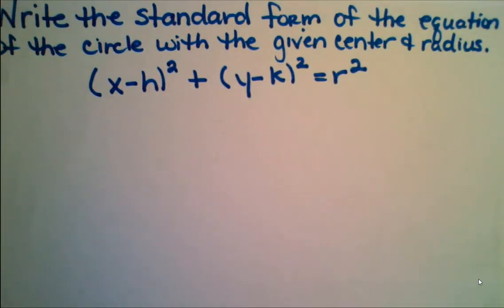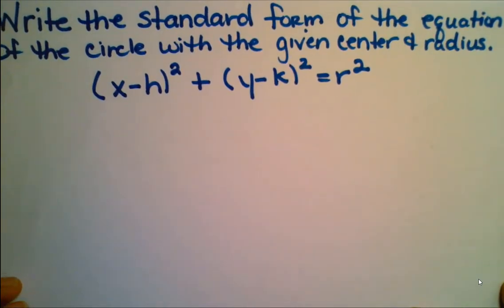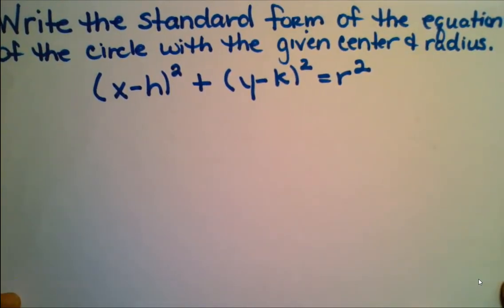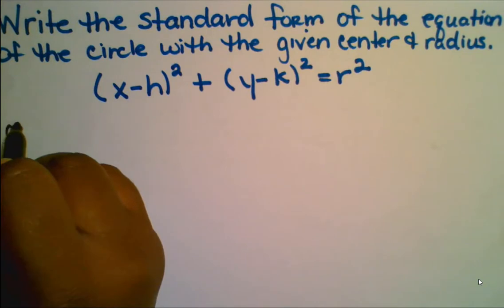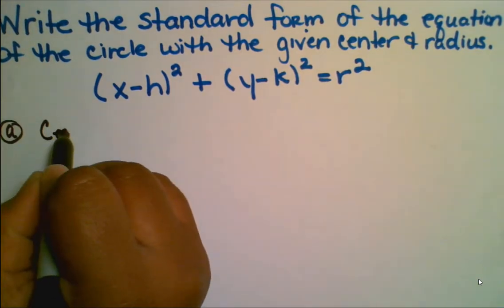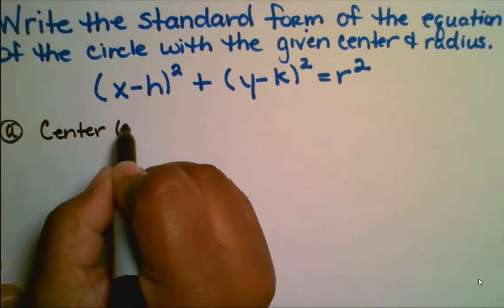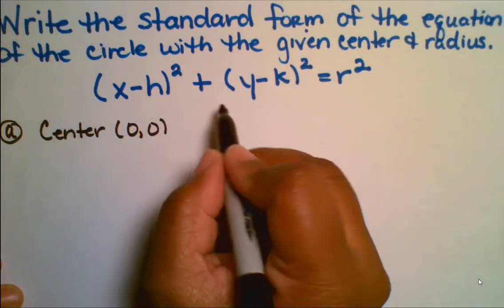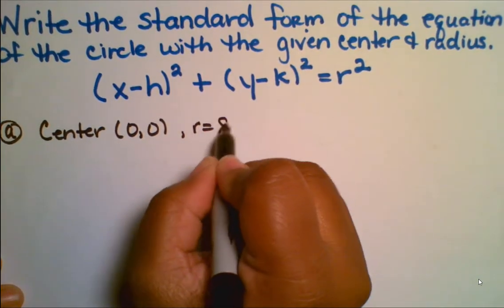it says write the standard form of the equation of the circle with the given center and radius. So we have an example here of some information. The center is 0, 0, and the radius is 8.